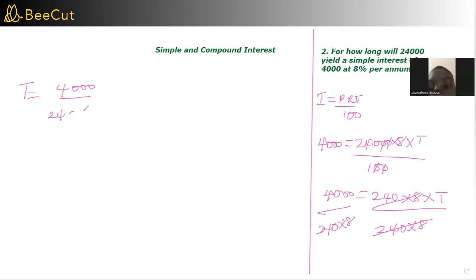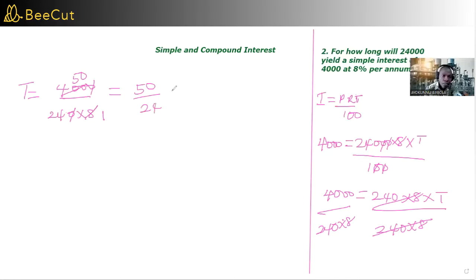240 times 8. So I can start cutting 0, remove 0. Yes, 0, remove 0. So I can say, how many 8 is here? It's 1. How many 8 in 400? It's 50. So I can say I have 50 divided by 24. And that I can cut down with 2. 50, 25 over what? 12.